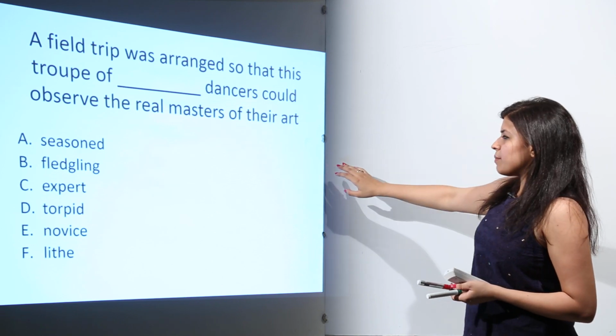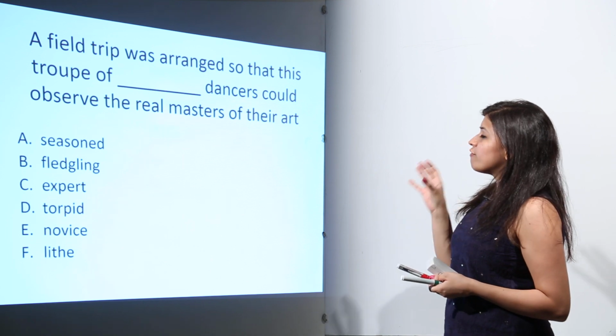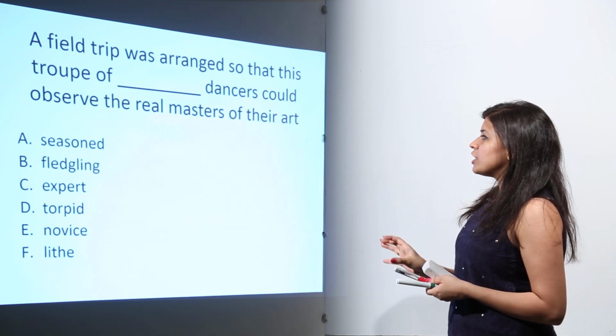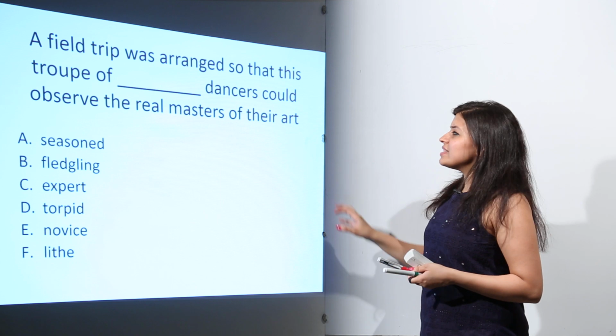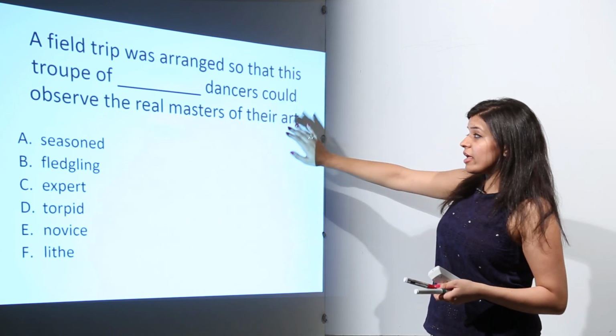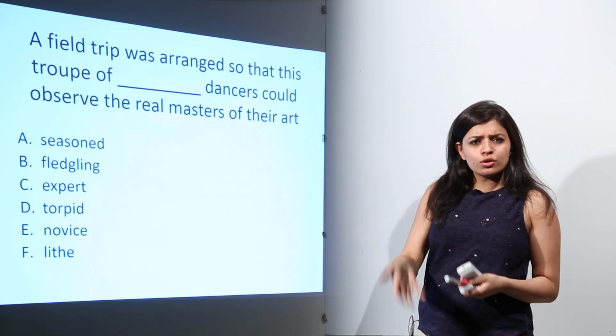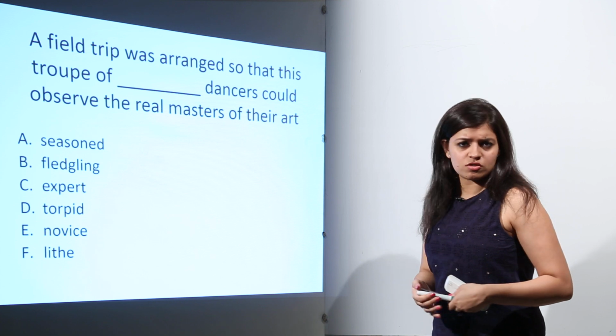Now let's see this example. It says that a field trip was arranged so that this troupe of dash dancers could observe the real masters of this art. So we can say that the troupe about which the author is talking has not ever observed the real masters of this art. That means we can say that the troupe is new to this profession, is new to this activity.